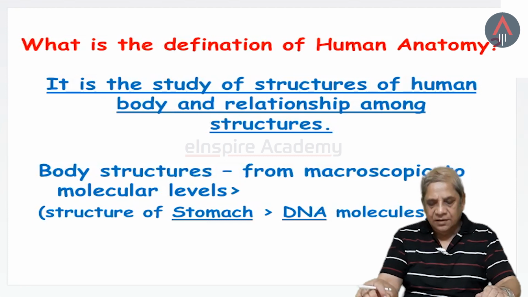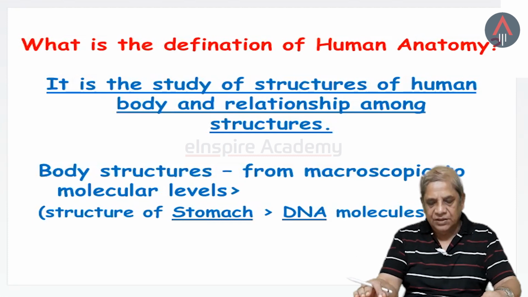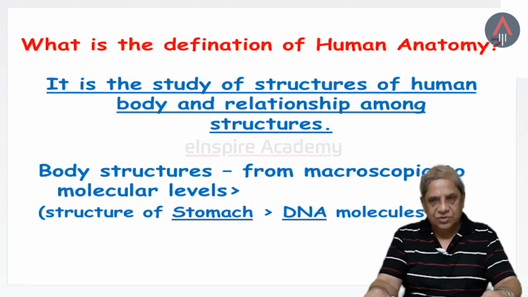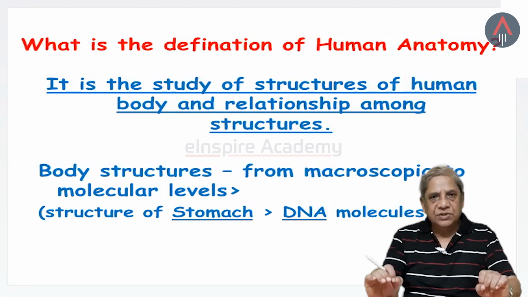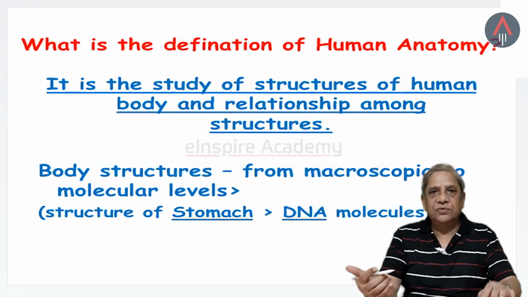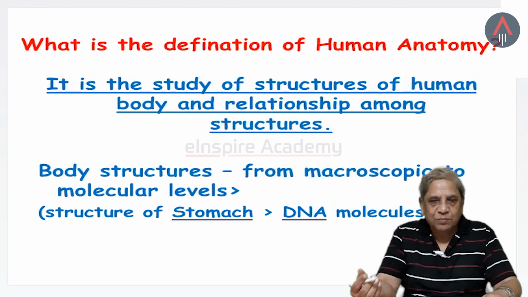This is the relationship among the structure. Thus, there are two components here in medical anatomy. First is the study of the human body structure, and the second component is what is the relationship among these structures. Now, body structure alone is not sufficient to learn, because you have to learn what are the structures which lie in front of a particular organ.